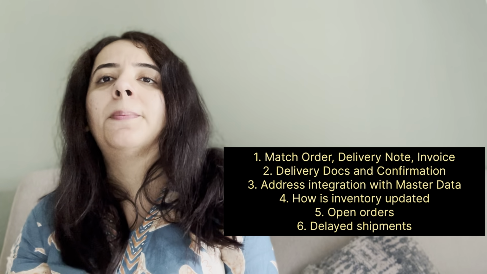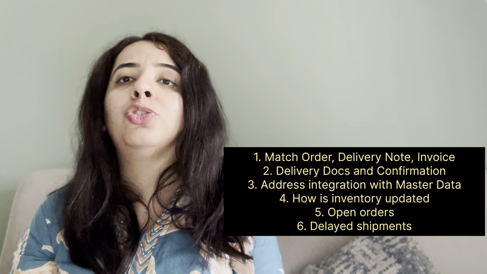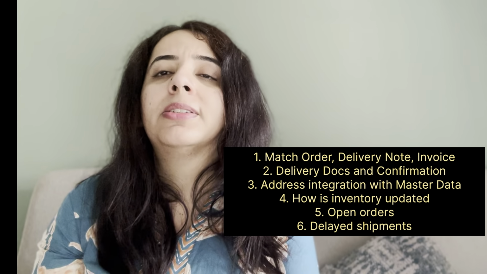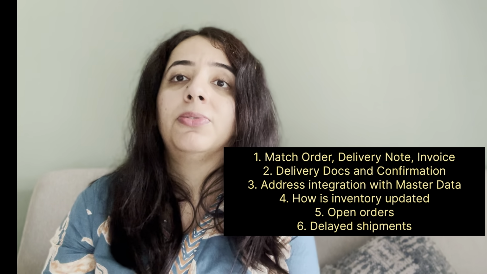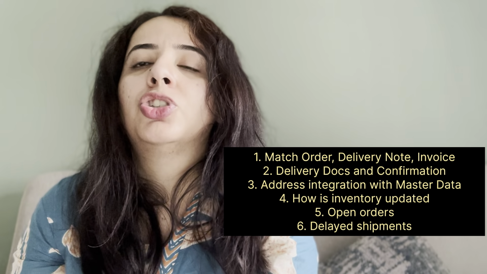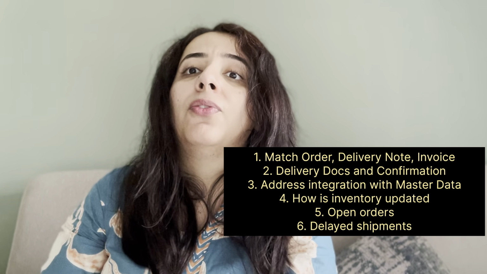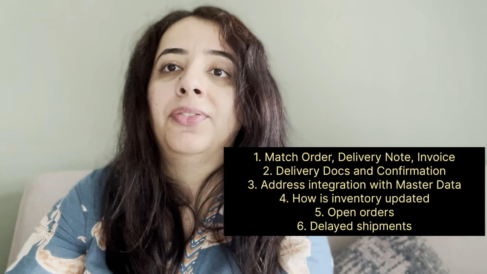So here are some things that you can check as an auditor. Firstly, is there a three-way match which is driven by the system to reconcile the quantity and value between the sales order and the delivery note? Second, what is the process for generating delivery documents and receiving customer confirmation? Third, you can check whether the shipping address is being pulled directly from the customer master to avoid any manual intervention and any risk of incorrect delivery.